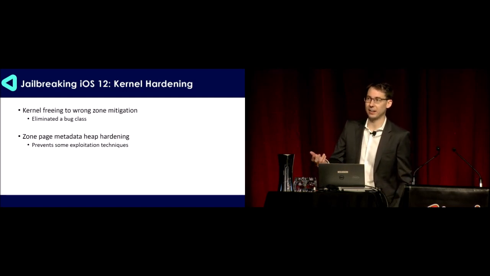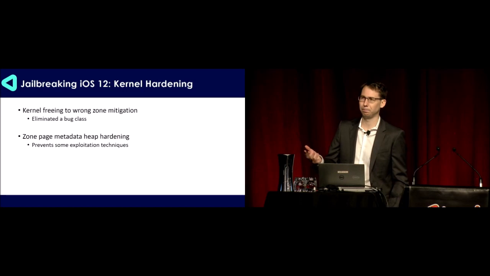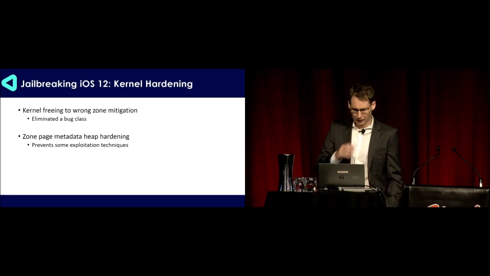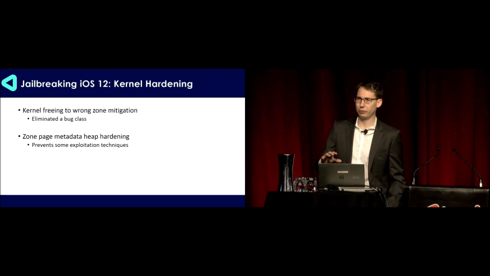Also, as an exploitation technique, it was quite useful because if you overwrote a pointer and got it freed to the wrong zone, then you might be able to get it allocated into a different zone that you weren't easily able to access before, and then do some memory corruption in that zone. They also did a number of metadata heap hardening techniques, which again has been talked about at length, but more or less moved metadata out of the actual zone and into its own isolated zone.